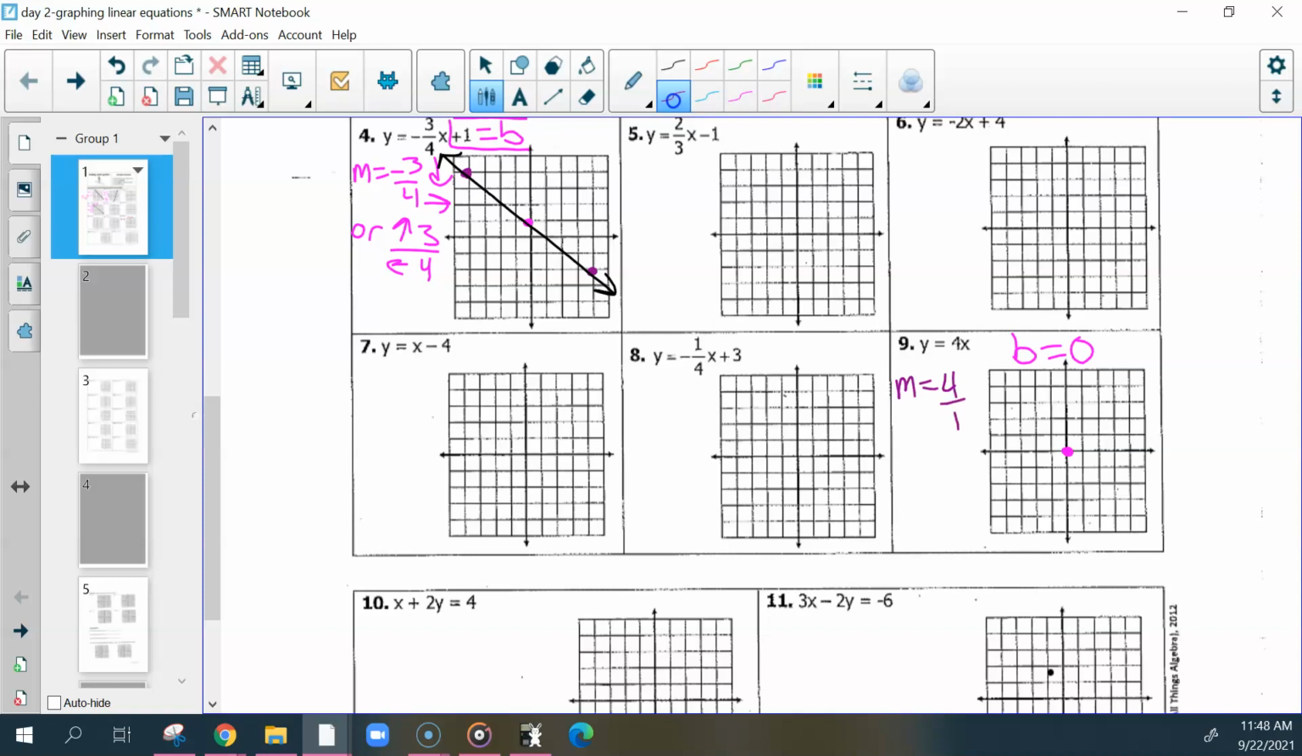So I can go up 4 and right 1, or down 4 and left 1. Then connect those dots. Any questions on graphing from slope-intercept form?